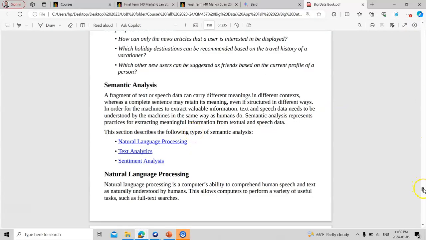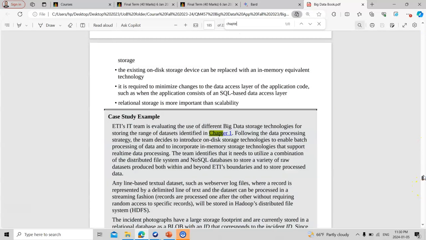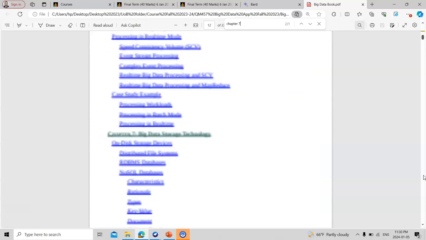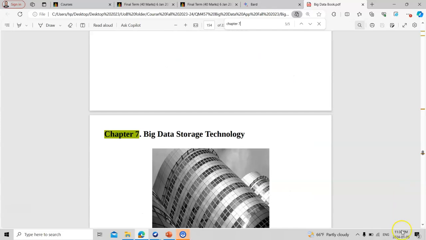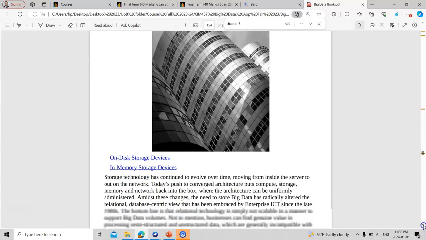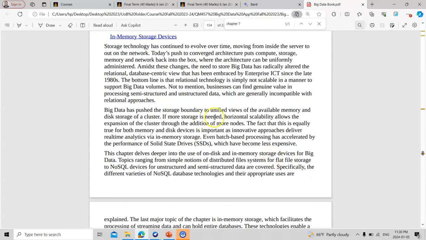it's better that you go to the book. For example, I go to chapter number 7. Chapter 7 is about big data storage technologies. You can see over here. If I go with some concepts like this one, I'll give you one example: solid state drives. What is a solid state drive? You should know that. For example, batch-based processing has been accelerated by the performance of solid state drives, which have become less expensive, right?